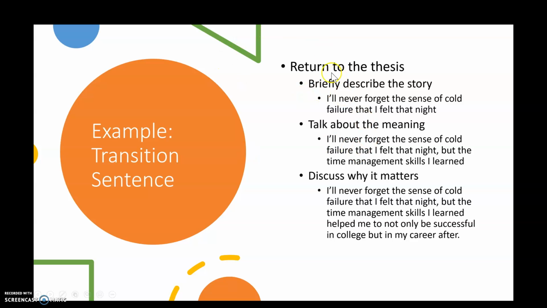To do that, I'm going to return to the thesis, and I'm going to briefly describe the story. I'll never forget the sense of cold failure I felt that night, and add the meaning: but the time management skills I learned, and then why it matters, helped me to not only be successful in college, but in my career after. So that takes you through how to write a narrative paragraph.